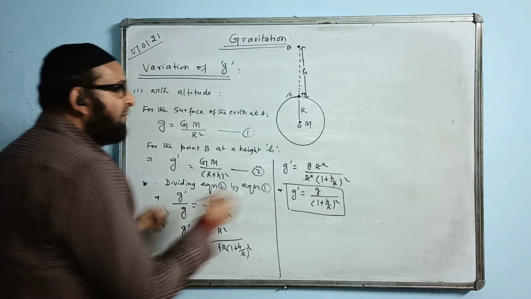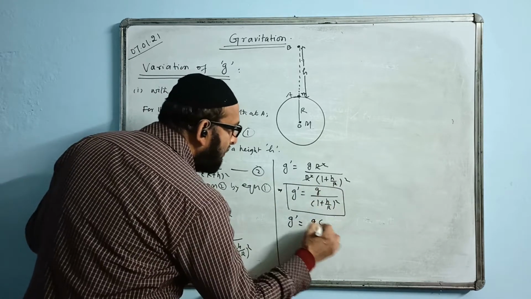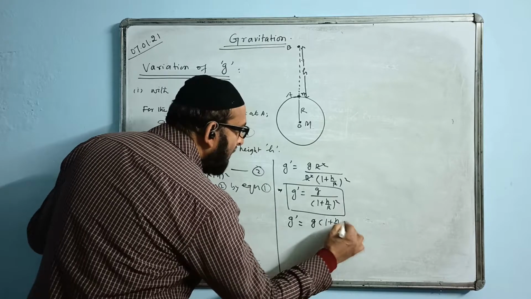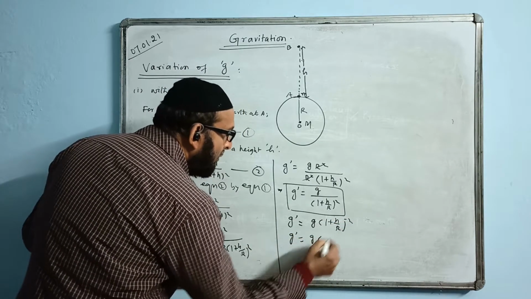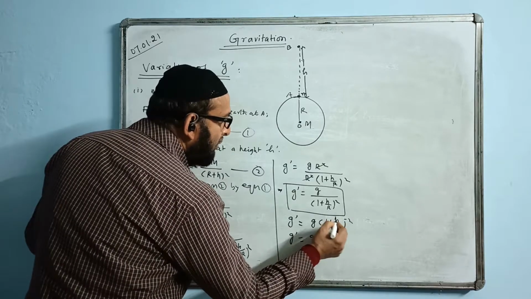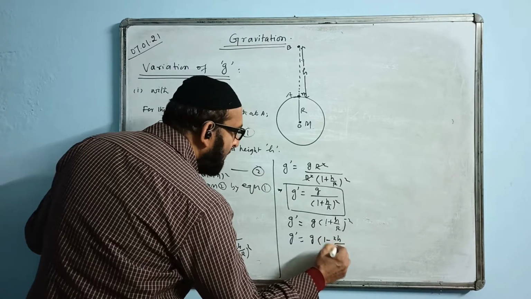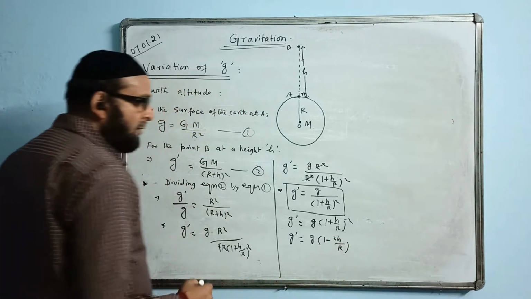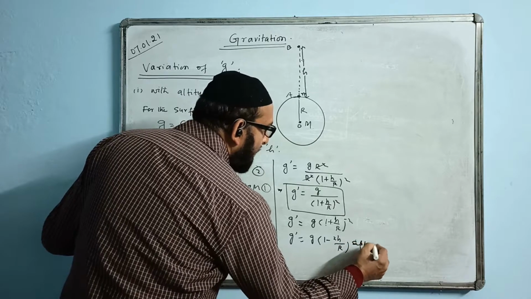And the same thing we can show like this also. g dash is equal to g, take this up, it will become 1 plus h by r to the power minus 2. Then g dash is equal to g, according to the binomial expansion, 1 plus x to the power n is approximately 1 plus nx. This will multiply in this. We get 1 minus 2h by r, approximately. This is the approximation.